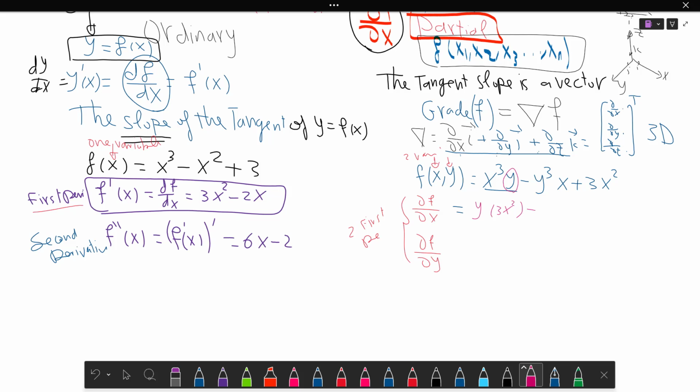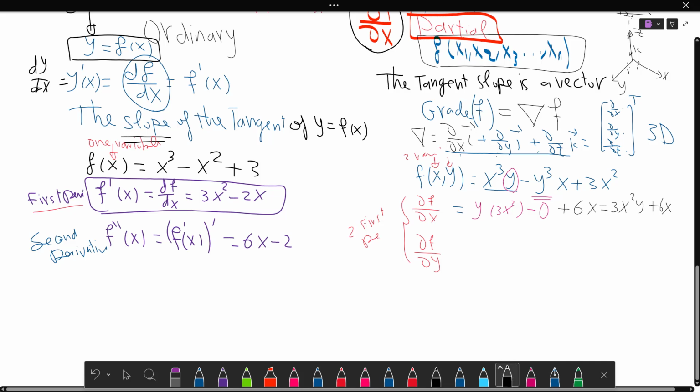When I differentiate with respect to x, I consider y as a constant. The derivative of any constant is zero. Good. Now I differentiate with respect to x. I bring the power down, multiply by 3, and subtract 1 from the power. So I have x to the power 1, right? Now I can write it in a nice way: 3x squared y plus 6x. This is the first derivative with respect to what? x. Can you do it for y, please?